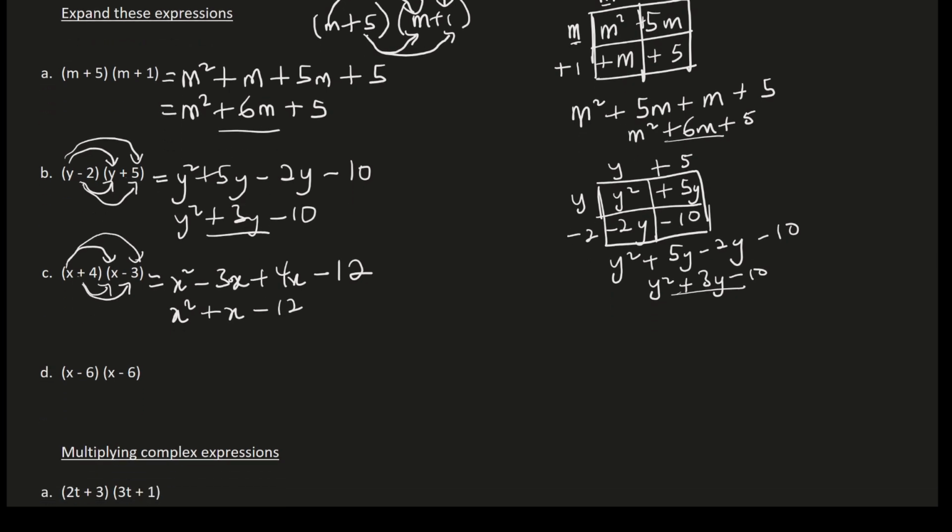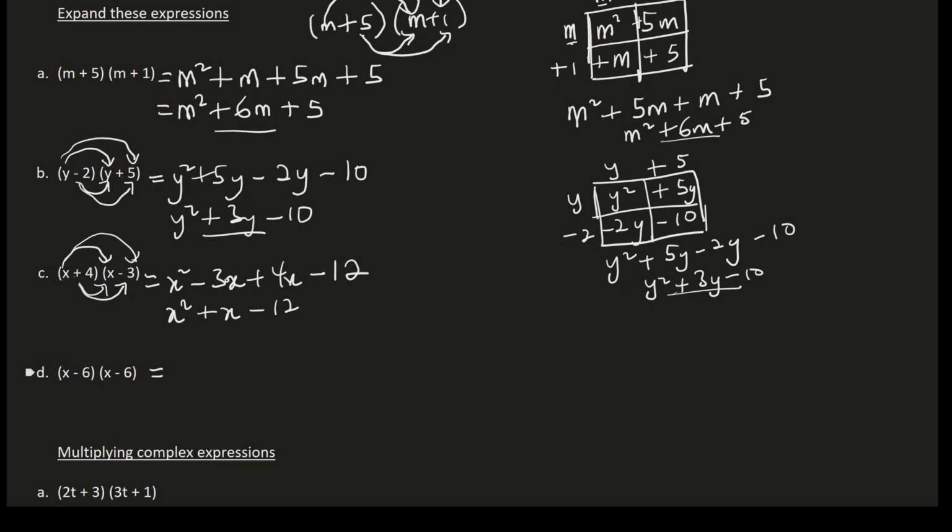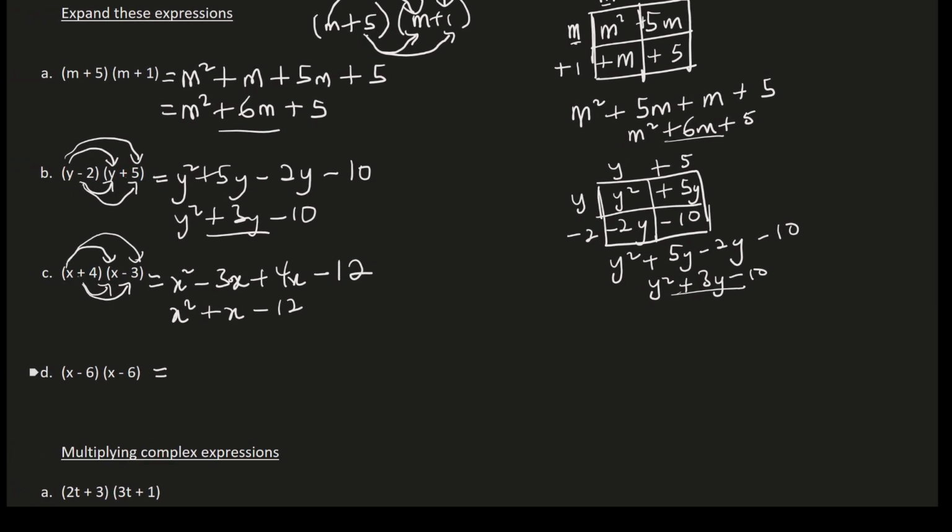Let's look at the last one here. So I have x times x, which gives me x squared. Then x times minus 6, which gives minus 6x. Then I have minus 6 times x, which gives me minus 6x. And then this time I have minus here and minus here. So we have negative times negative is positive. Then 6 times 6 is 36. So to simplify this, I have x squared minus 12x plus 36.